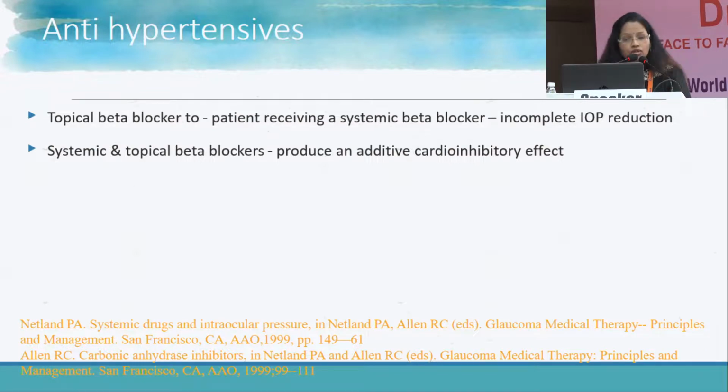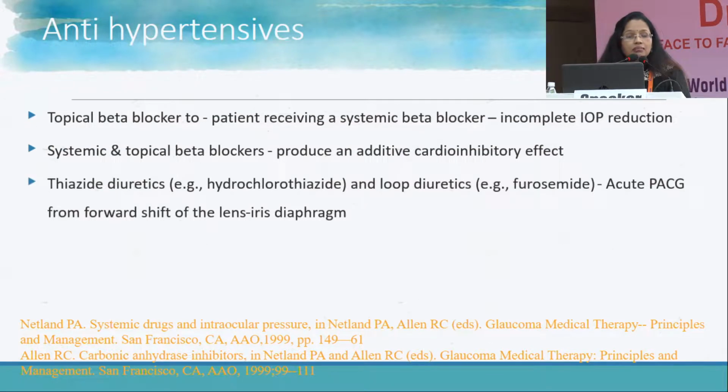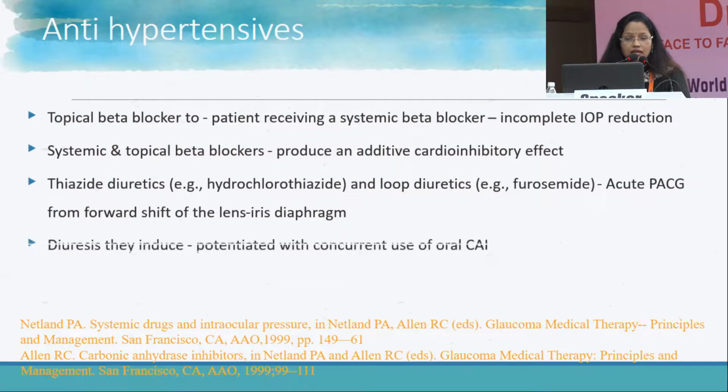We also should understand that if the patient is on a thiazide diuretic or any loop diuretic, then it might lead to acute primary angle closure glaucoma due to anterior shift of the lens-iris diaphragm. Sometimes a patient might present, and there are anecdotal case reports of an attack of acute primary angle closure glaucoma. Then diuresis can be induced if there is concurrent use of carbonic anhydrase inhibitors. So especially in elderly males, we need to be careful whenever we are prescribing this drug.